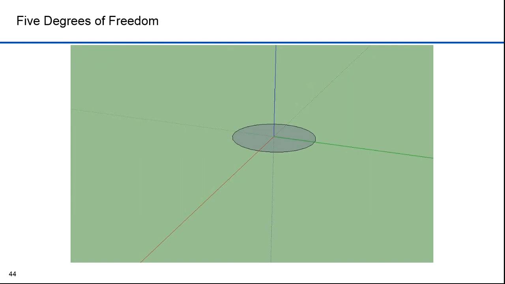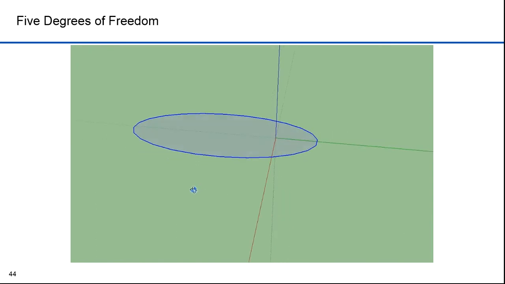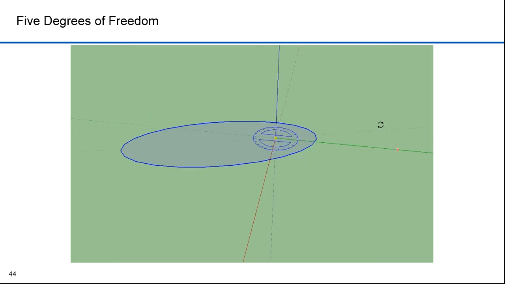Once we've sized the orbit, we can change the shape. We can give it some eccentricity. That's the second degree of freedom. Now we have an ellipse. Next, we can rotate the ellipse around the z-axis. We're rotating it here in the xy plane.